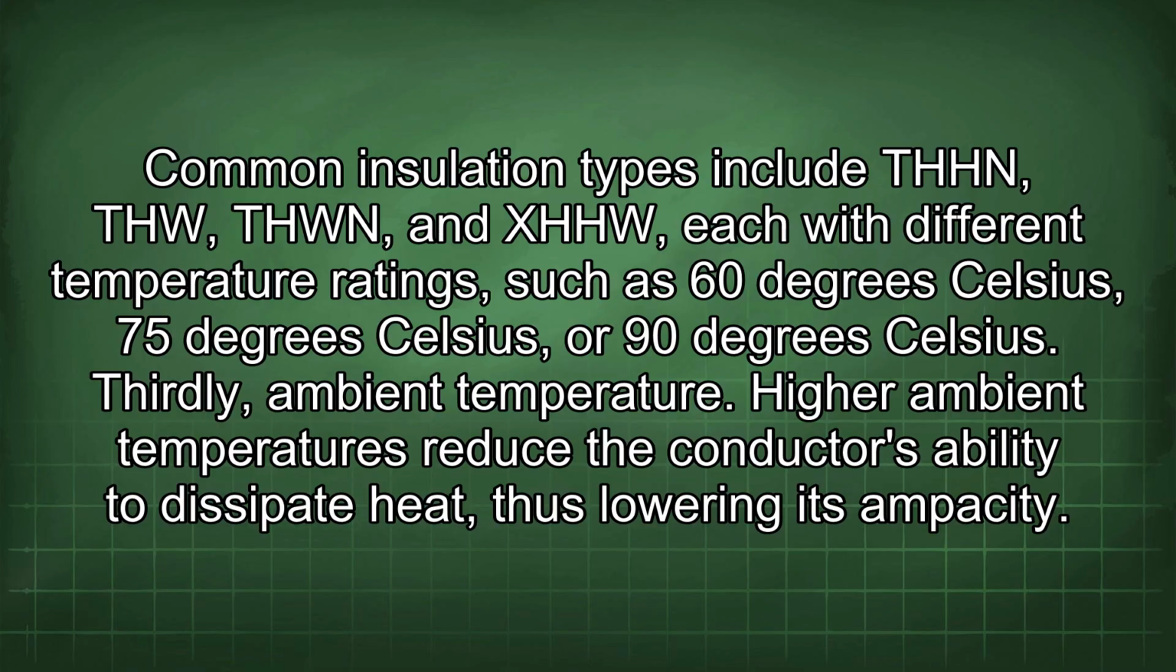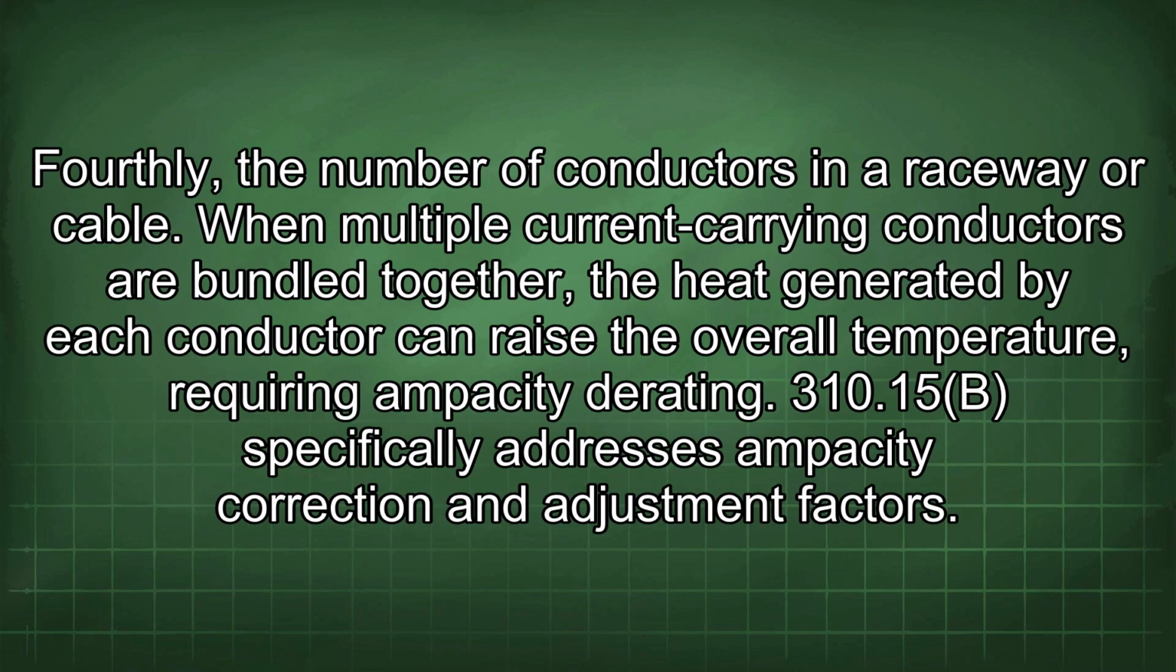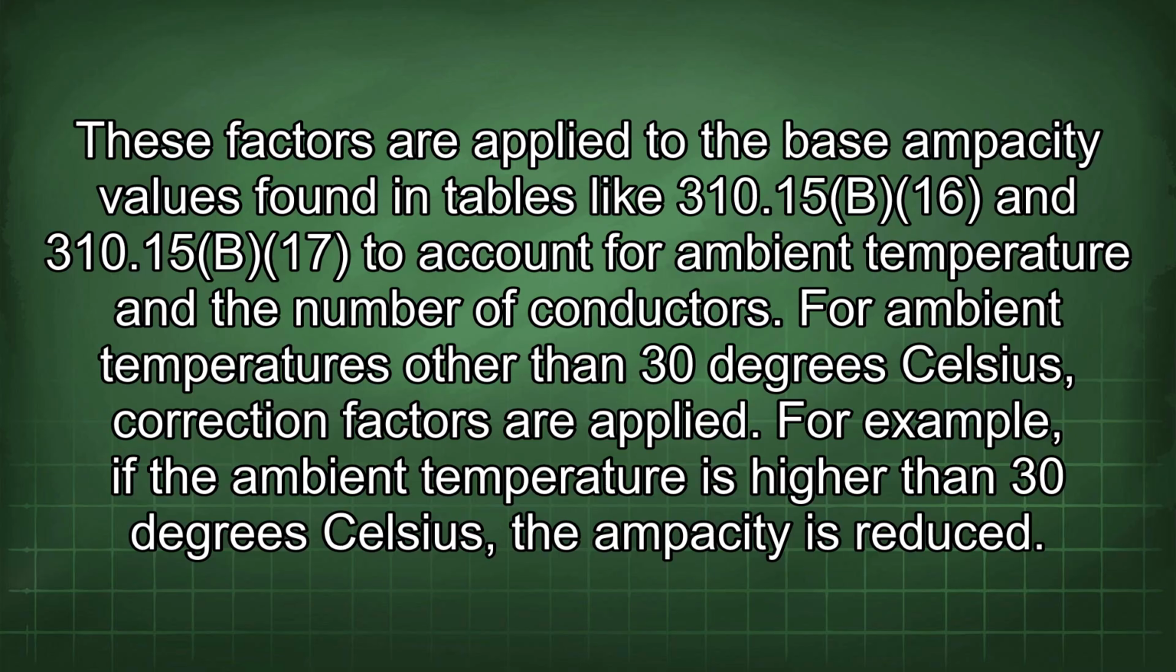Thirdly, ambient temperature. Higher ambient temperatures reduce the conductor's ability to dissipate heat, thus lowering its ampacity. Fourthly, the number of conductors in a raceway or cable. When multiple current-carrying conductors are bundled together, the heat generated by each conductor can raise the overall temperature, requiring an ampacity reduction. 310.15(B) specifically addresses ampacity correction and adjustment factors. These factors are applied to the base ampacity values found in tables like 310.15(B)(16) and 310.15(B)(17) to account for ambient temperature and the number of conductors.